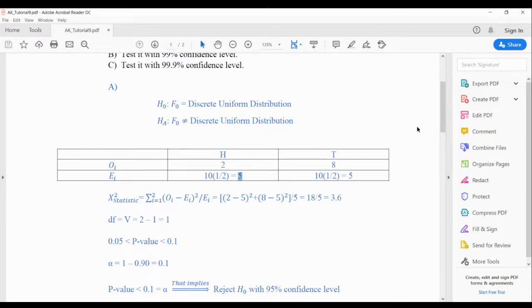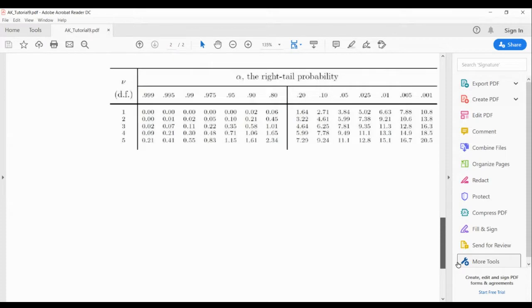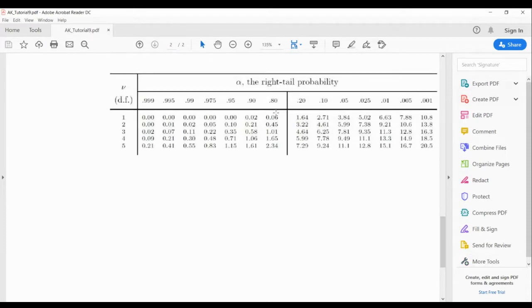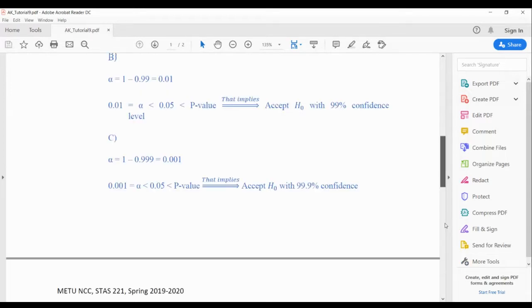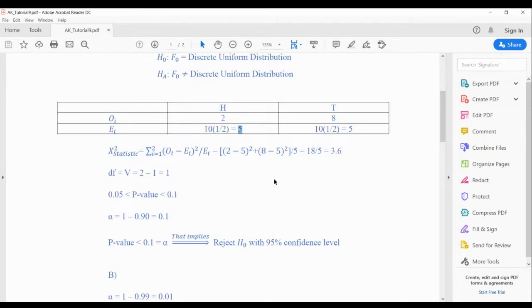But in order to do that, as you know, in our table, we need to know about degree of freedom in order to read it from the chi-square table. So what's the degree of freedom in this case? We denote it by V, and this is 2 minus 1, not 10 minus 1, because it depends on the number of classes that you have.